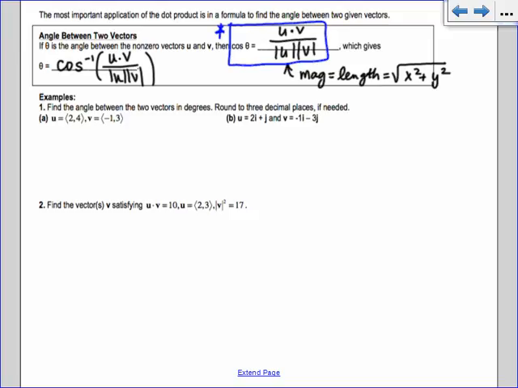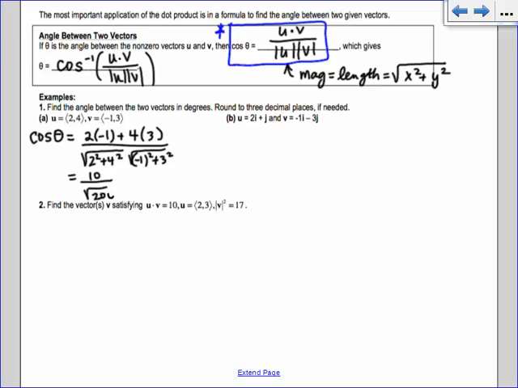So number 1, it says find the angle between the two vectors in degrees, round to 3 decimal places if needed. Okay, so what we have is cosine of theta equals u dot v. So I'm going to have 2 times -1 plus 4 times 3. Then I'm going to have the magnitude of u, so square root of 2 squared plus 4 squared, and the magnitude of v, so square root of -1 squared plus 3 squared. So when I work this out, I end up getting, let's see, -2 plus 12, so I get 10, square root of 20, and square root of 10, so square root of 200.